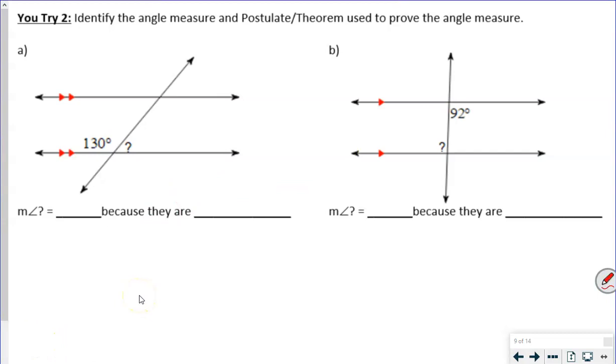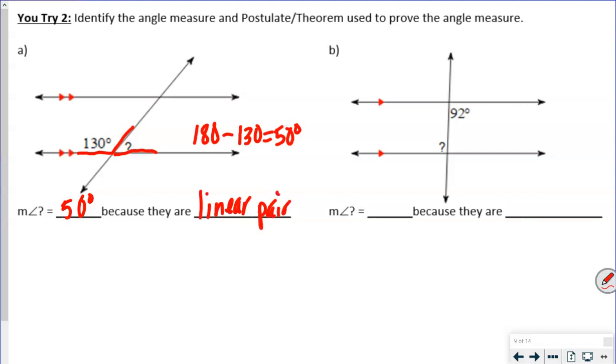So let's talk relationships here again. So we've got this angle and this angle. So those are a linear pair, right? So we're going to have to do some math again. So this is going to be 180 because a line equals 180, minus 130. So that's going to be 50 degrees, right? So that's going to be 50 degrees. It's a linear pair, right, because they form a line. Okay?